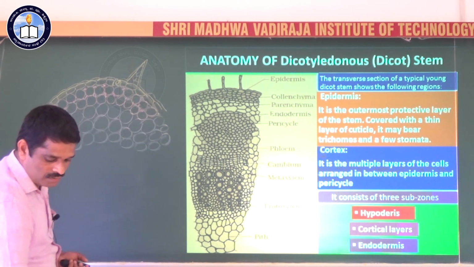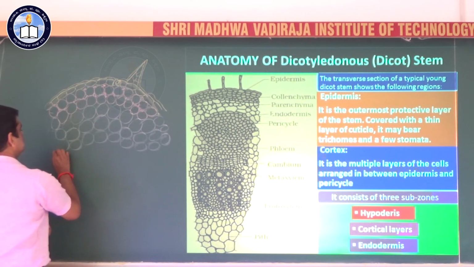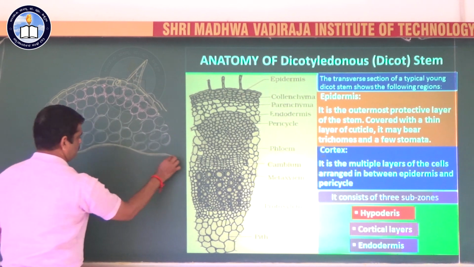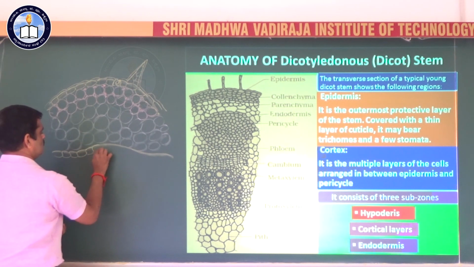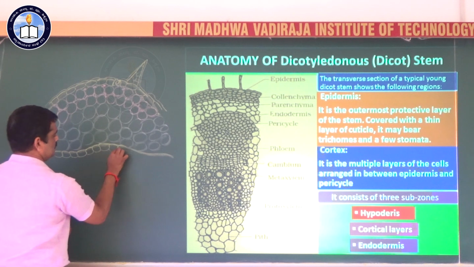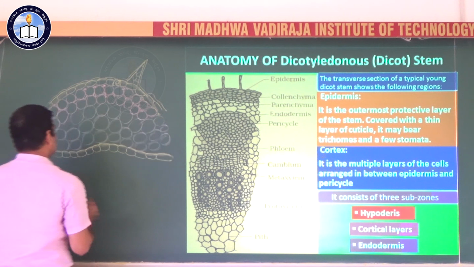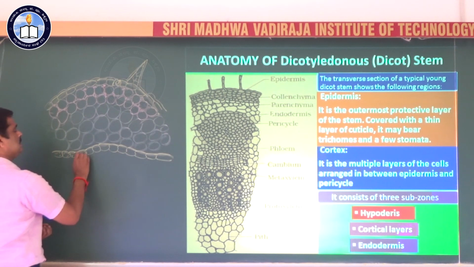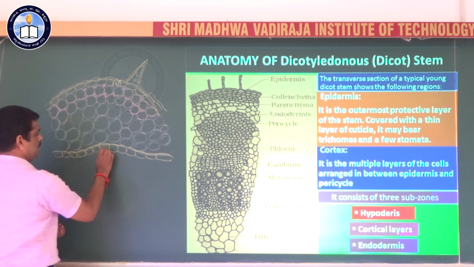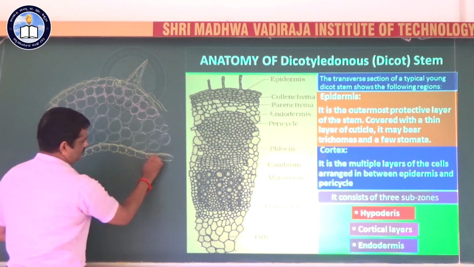Endodermis is formed of barrel shaped compactly arranged cells. This endodermis is wavy in outline, barrel shaped parenchyma cells compactly arranged, and it is single layered. The cells of the endodermis contain the starch grains, hence it is called the starch sheath. Endodermis is also called the starch sheath.